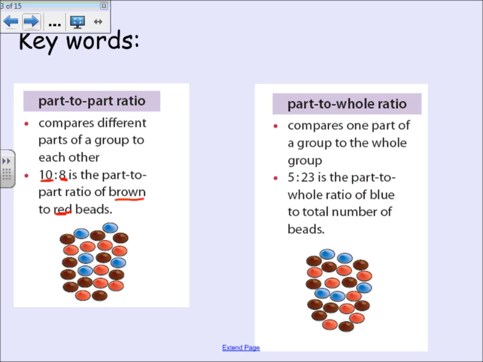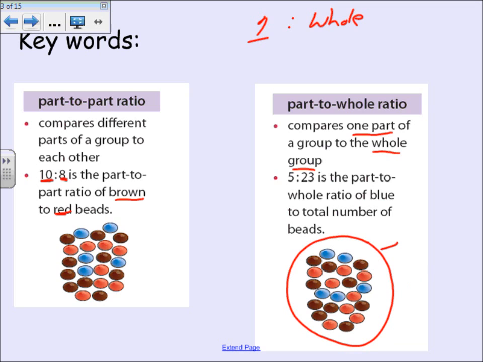In a part to whole ratio, you need to compare one part of the group to the whole group. So part to whole ratio is 1 part to the whole. We've got to count up all of these, and it equals 23 beads. You should do that at home. Pause it, count it up, prove that I'm right. The blue are 5: 1, 2, 3, 4, 5. So 5 to 23. Now if it was whole to blue, that would be reverse, of course. 23 to 5.